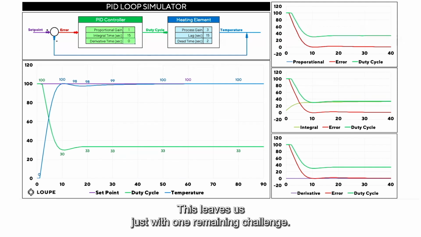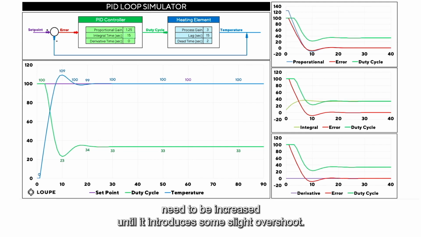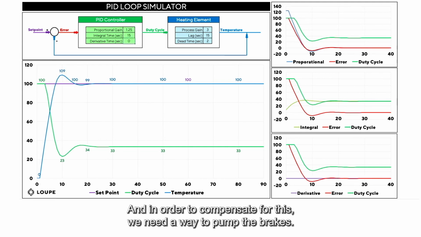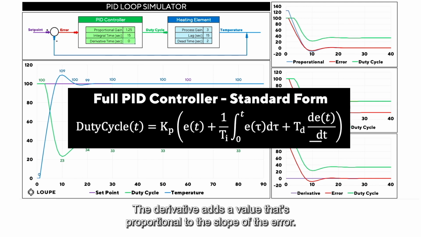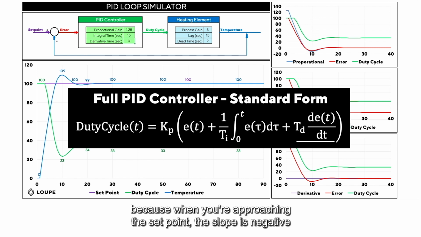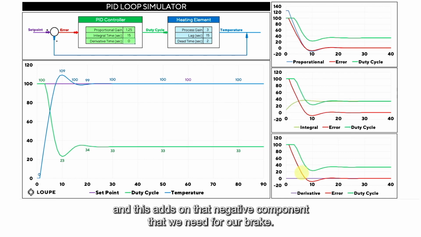This leaves us with just one remaining challenge. You see, in order to get up to temperature quickly, often the gains need to be increased until it introduces some slight overshoot. And in order to compensate for this, we need a way to pump the brakes. And this is done with the derivative component. The derivative adds a value that's proportional to the slope of the error. And this is great because when you're approaching the set point, the slope is negative, and this adds on that negative component that we need for our brake.